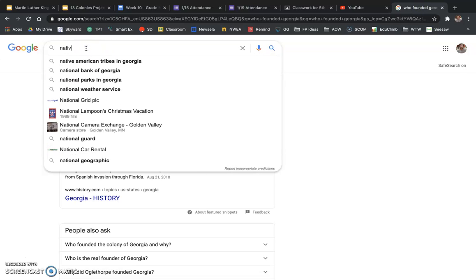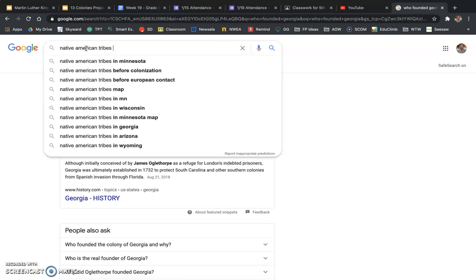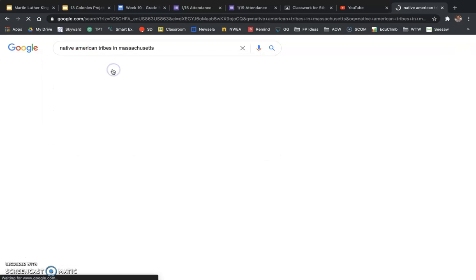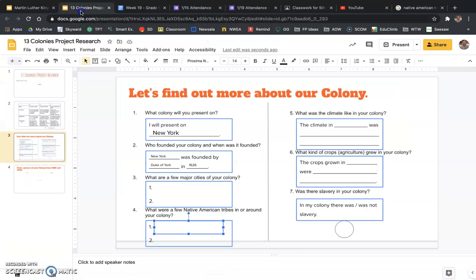Let's say Native American tribes, and let's say that I decided to do Massachusetts. Okay, there we go. There's a little map even that gives us kind of an answer. Okay, so the Mohican and Wampanoag. So I could pick those three to do that one. Okay, so that one should be pretty easy too.